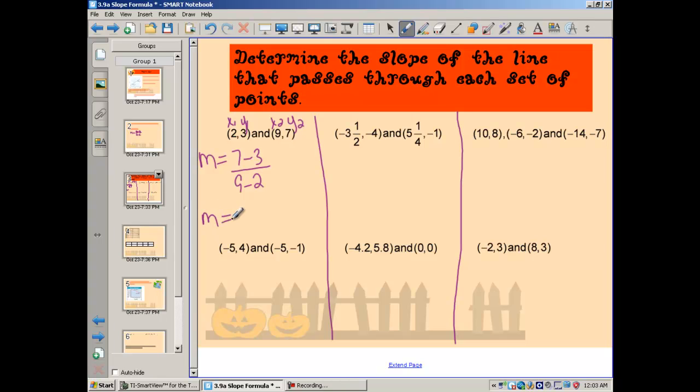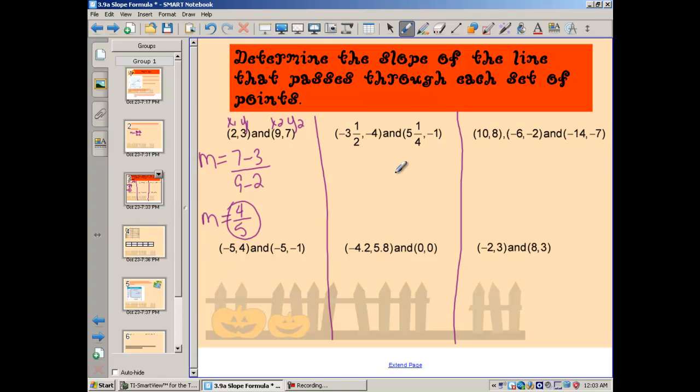And then you just subtract. 7 minus 3 is 4, 9 minus 2 is 5. So the slope of this line is 4 over 5. It tells me that I have a rise of 4 and a run of 5. So I've got to go up 4 over 5 to make this graph. It also means I have a positive slope, so my line is increasing from left to right.